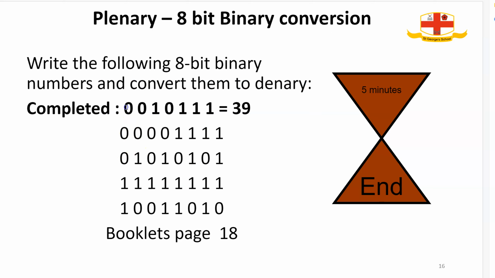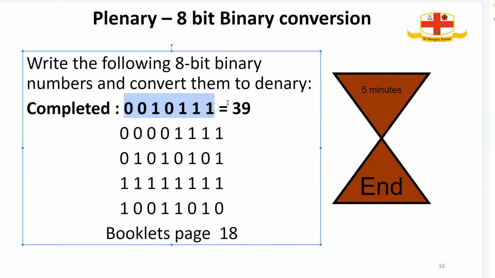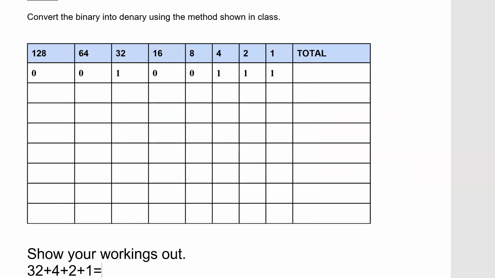So let's just, I'll show you how we have got to this. So it's 39, which was the example I gave you. So 0, 0, 1, 0, 0, 1, 1, 1. I've put it into a little table for you here. So think of the light bulbs again. 0 means it's off. 64, 0 is off. 32 is 1. So that means we will add 32.